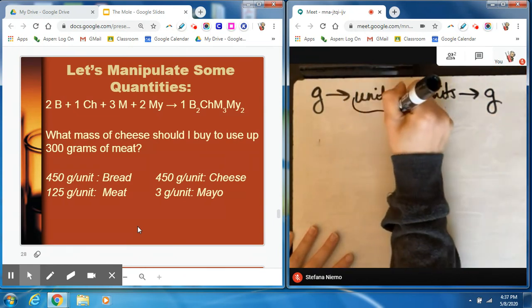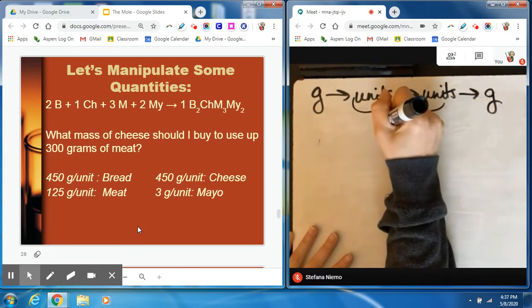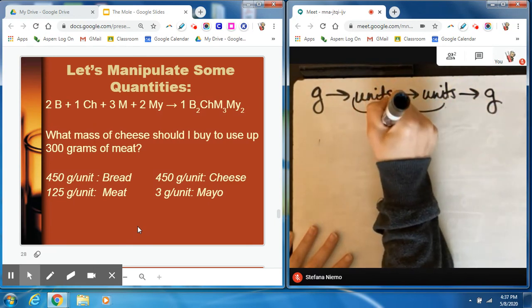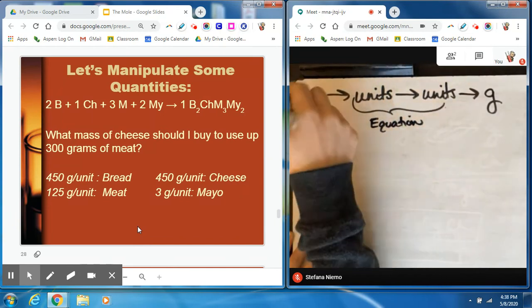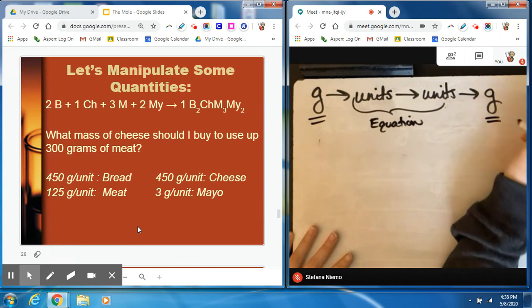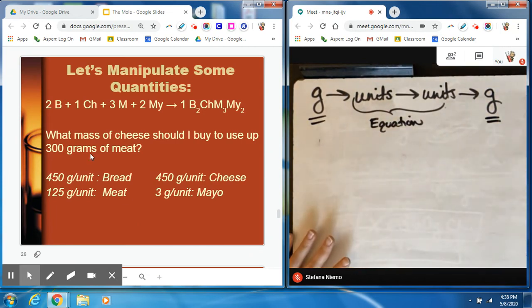All of this information is going to come from the chemical equation. And this information is going to be given to us by the amount of mass per unit. In the case of chemicals, elements, or compounds, that information is actually going to come from the periodic table, but we'll get to that. Okay, so now let's look at our next example using that guideline.